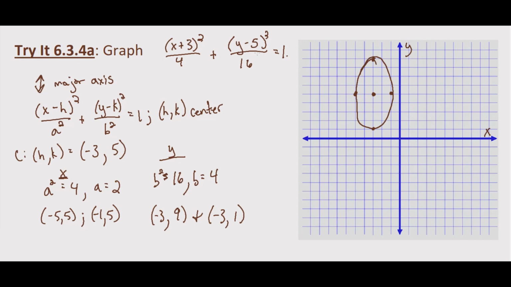So again, the process is essentially the same. We're going a from the center, plus and minus a from the center in the x direction, plus or minus b in the y direction. We're just starting at a different center than the origin in order to get to those vertices.